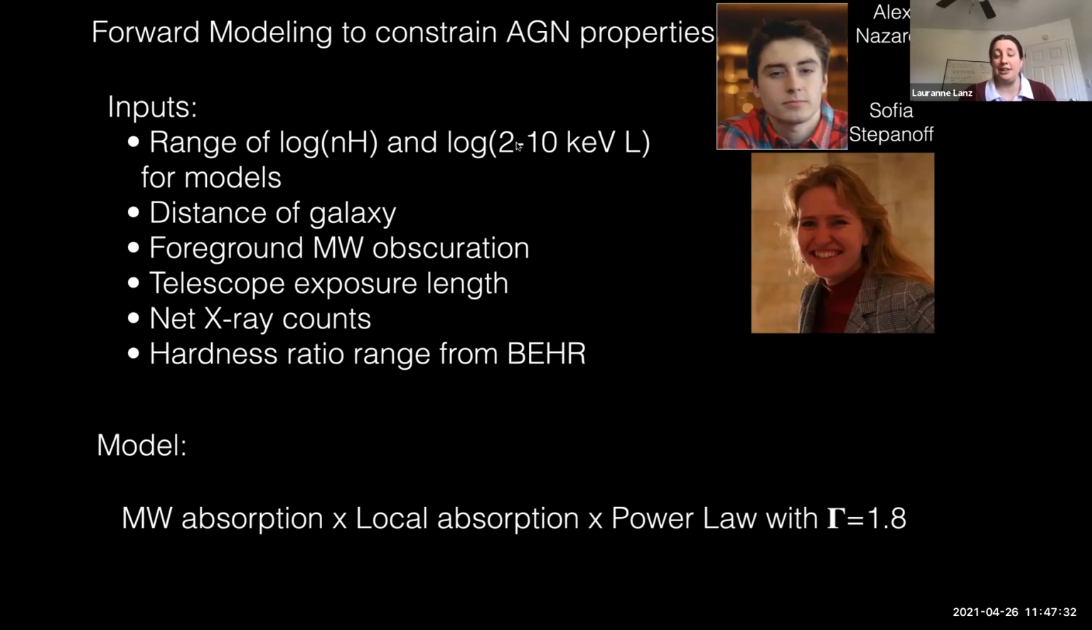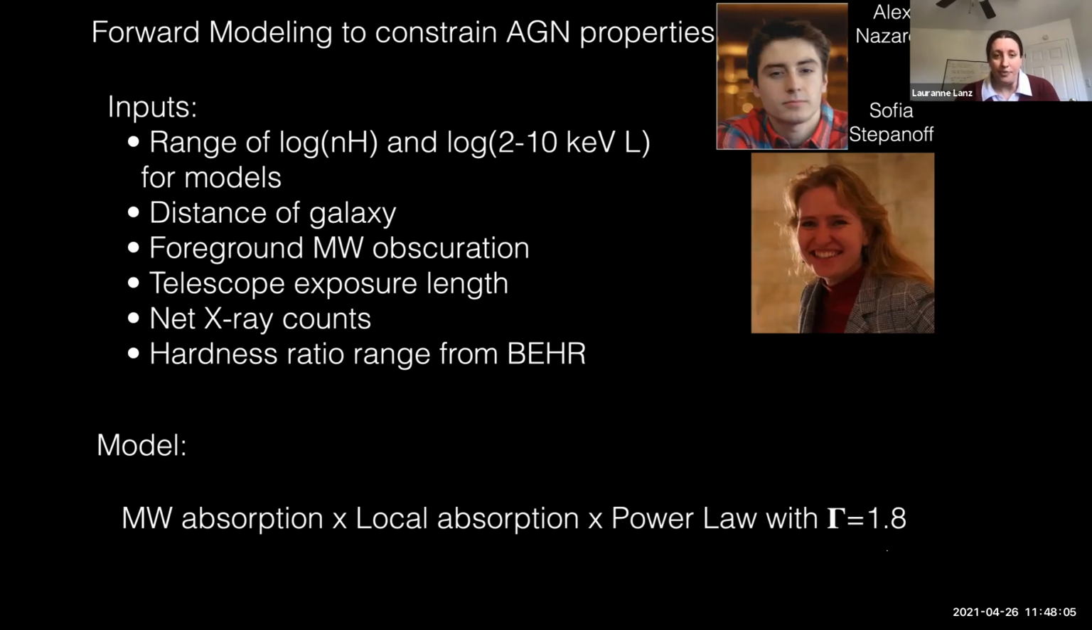Intrinsic 2 to 10 keV luminosities. Then for those models, even though we want to compare them on intrinsic luminosity aspects, we actually have to do the modeling in flux space. So we need the distance and the foreground Milky Way obscuration, which goes into the models that we'll create, which is just a very simple model of absorption by the local foreground, obscuration at the scale of the galaxy, and then just assuming a power law, which is pretty common for X-ray models of AGN.